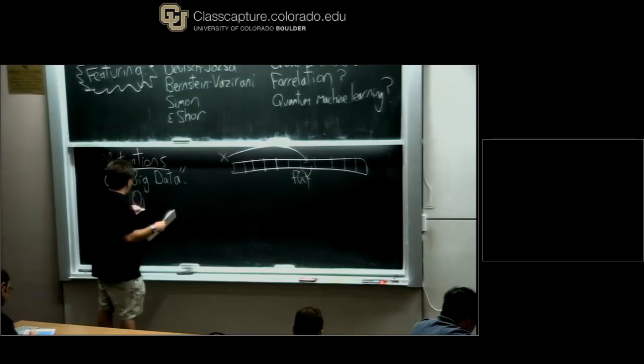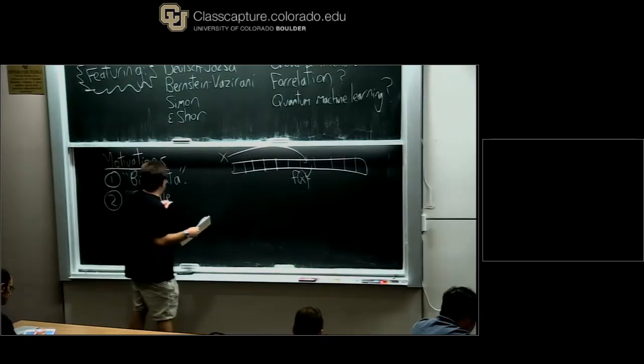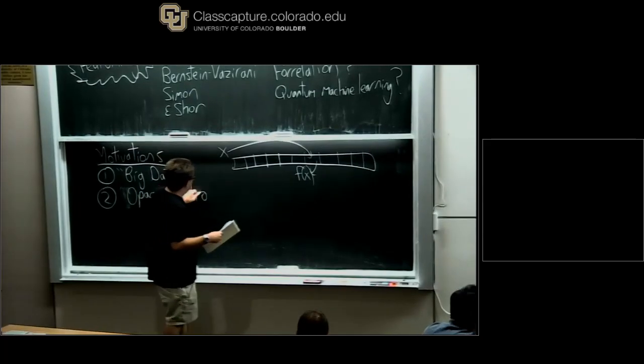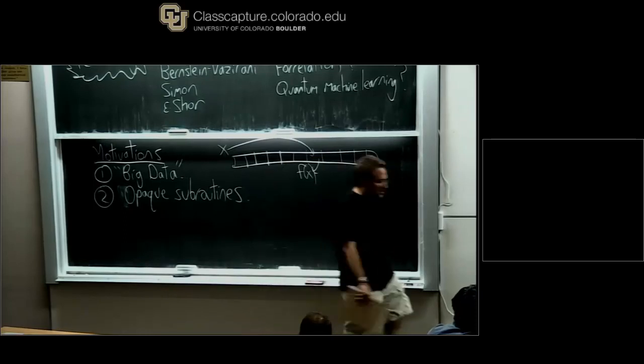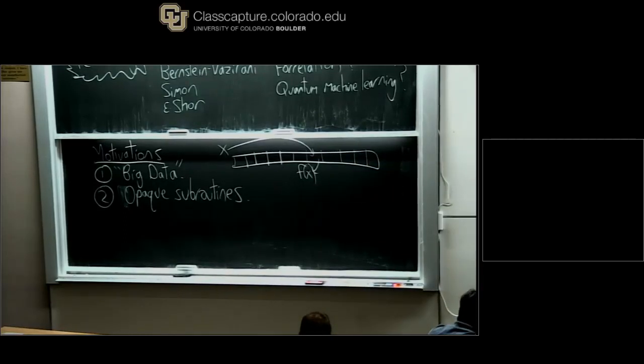Number two, I'll call it opaque subroutines. Very often in algorithm design, you have a subroutine. You know that it does something, but you don't understand its internal structure, or you don't want to have to know its internal structure.